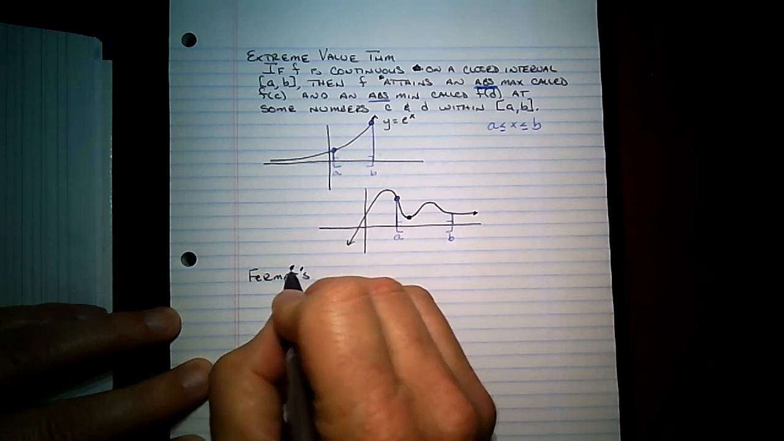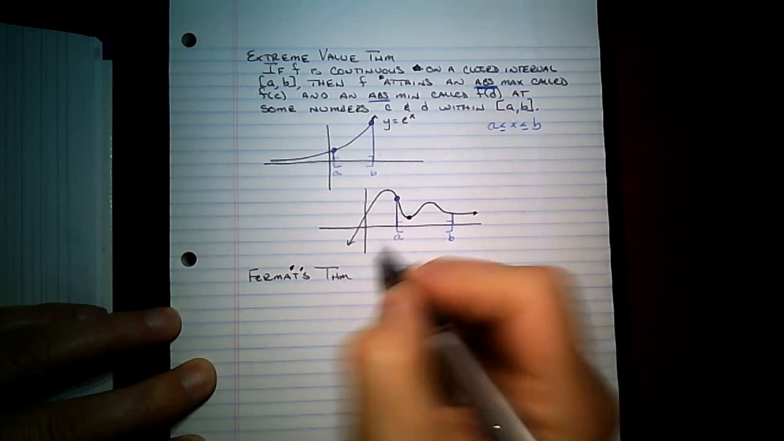That's not where the apostrophe goes, genius. So it's called Fermat's theorem.